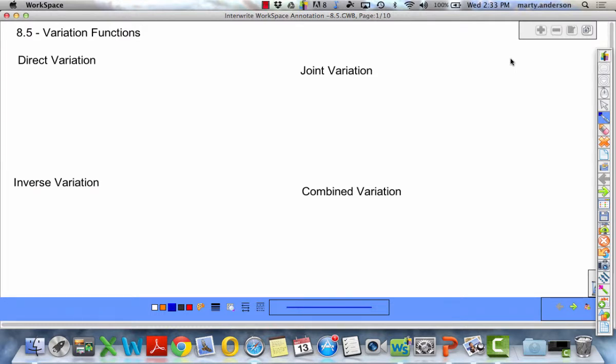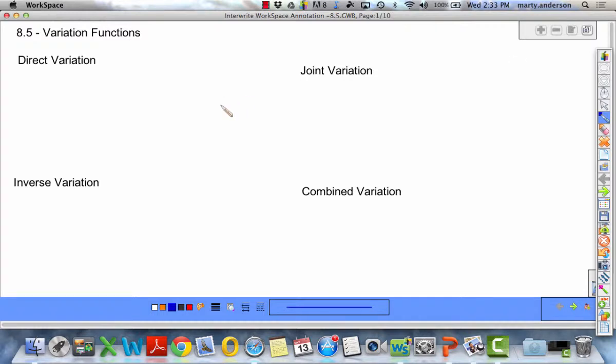Okay, we're going to take a look at lesson 8.5, variation functions. Make sure that you take out the worksheet that's in along with the 8.4 notes. There's a couple worksheets with practice 8.5 variation functions.